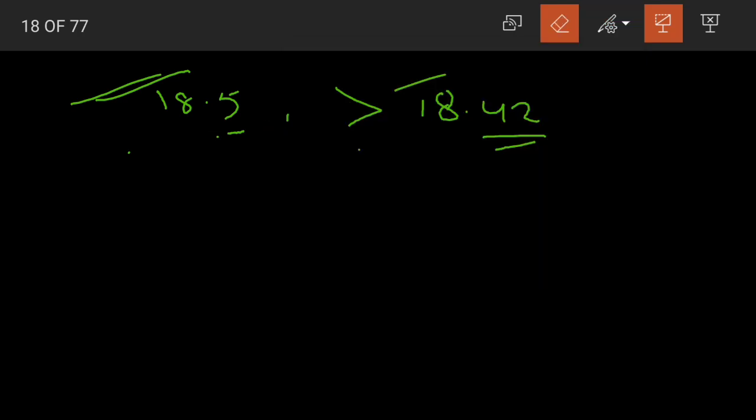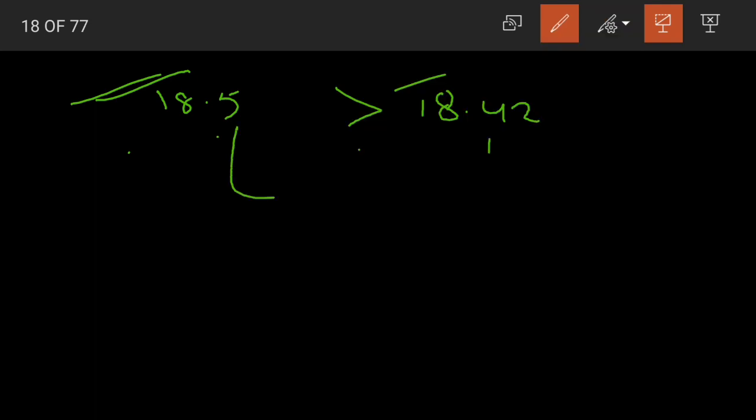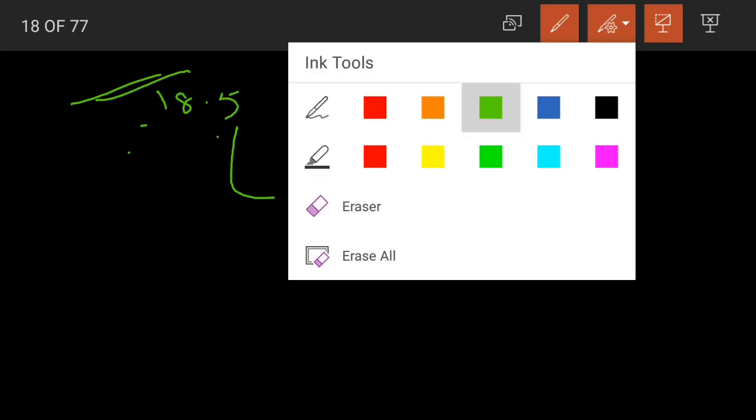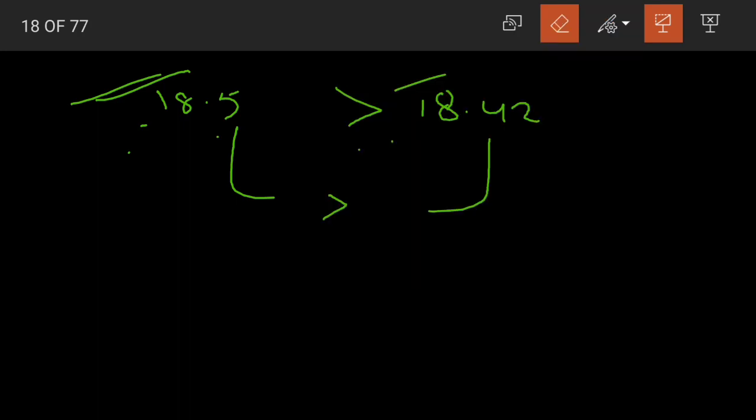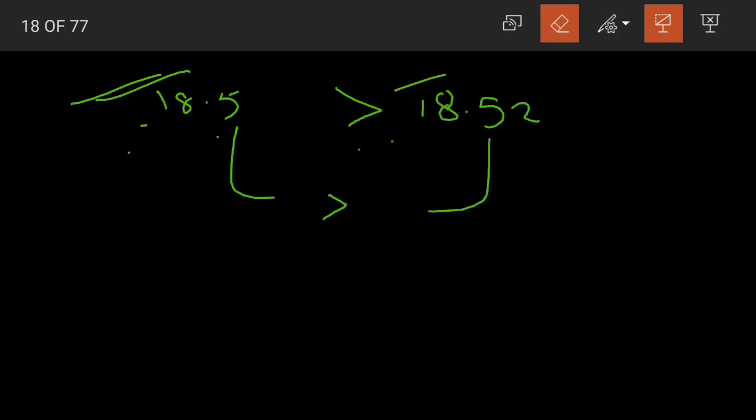Or else, if you don't want to do this, what you can do simply is only compare the digits in the 1/10 place. 5 and 4. 5 is greater than 4. So 18.5 is greater than 18.42. What if we have 5 even here, in 18.52? Yes, even the digits in the 1/10 place are the same. Now what will you do? We'll move on to the next place, that is the 100th place.